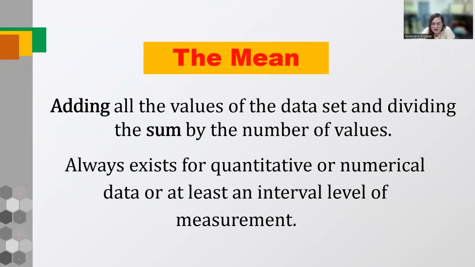Because if you have socioeconomic status, we cannot add it and divide it by how many they are, right? Okay, so the mean can only exist for interval level and ratio level of measurement.